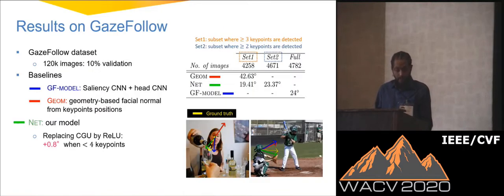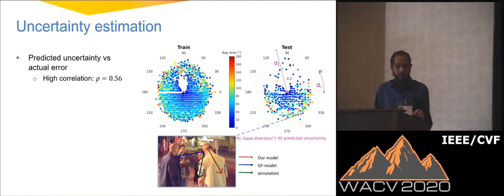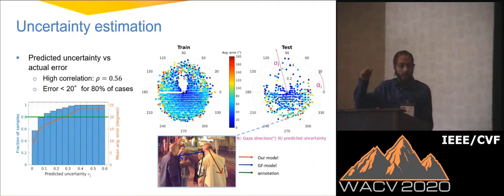Our results we first evaluate on the large GazeFollow dataset, in comparison first with a simple geometry-based baseline, and also the more complex GazeFollow model, which is a complex network that looks at image saliency and also head features. And in short, we highly outperform the geometric model and perform on par with the complex GazeFollow model. And if we remove our confidence-gated units, performance drops when key points are missing. We also see that the prediction of uncertainty is highly correlated to the actual error. So here we see in radial distance the actual uncertainty prediction, and most of the high error ones are mapped far from the center.